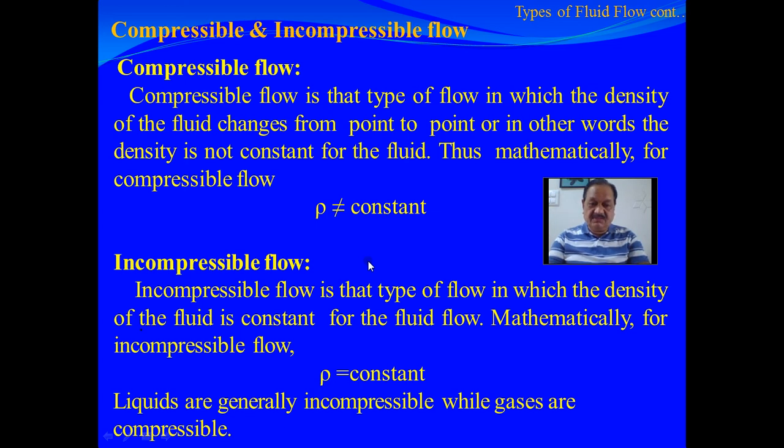Whereas incompressible flow is the type of flow in which the density of a fluid is constant throughout the fluid flow. Mathematically for incompressible flow, rho is equal to constant. Liquids are generally incompressible while gases are compressible.